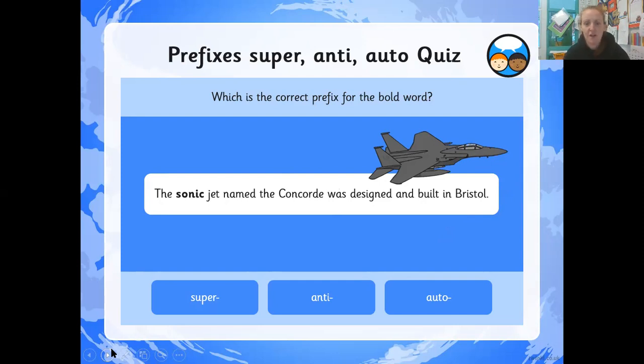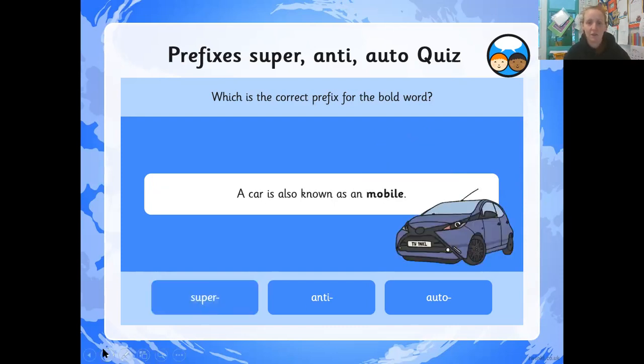So is it the anti-sonic jet? That doesn't make sense, does it? The autosonic jet, does that mean that it flies on its own? Or is it the supersonic jet? Well done, it's the supersonic jet. And it's super because it's not just any ordinary jet. Supersonic means, sonic is going fast. It's not just going fast, it's going more than fast, greater than fast. So we call it supersonic. Well done if you got that one right.